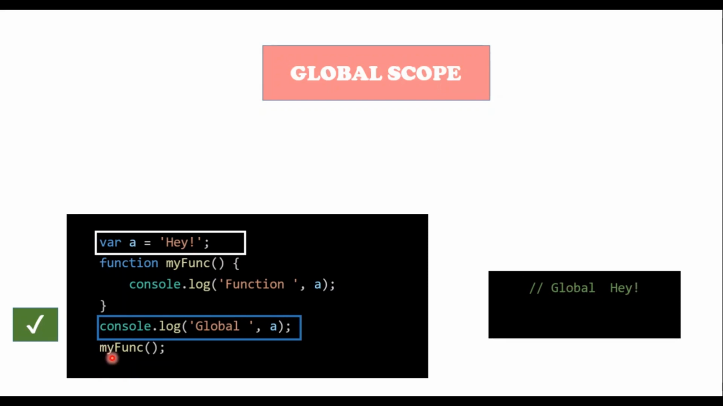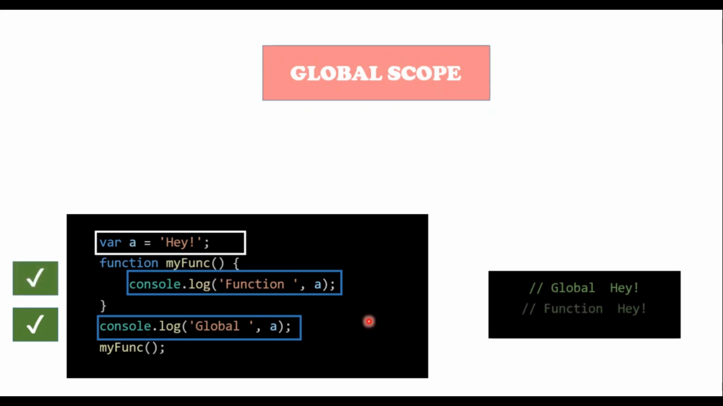Then it will execute this myfunc, so it will execute this line of code, console log a inside the function. It will look for this a inside this function, which is actually a local scope. But here we don't have any a, so it will move upward, and here we have this a. It will get the value from a, and then console log it, and here we will have the output as function space hey. So this is one of the simplest examples.